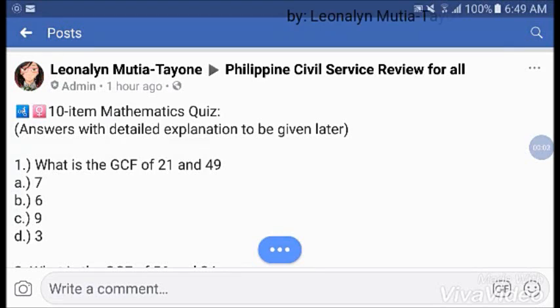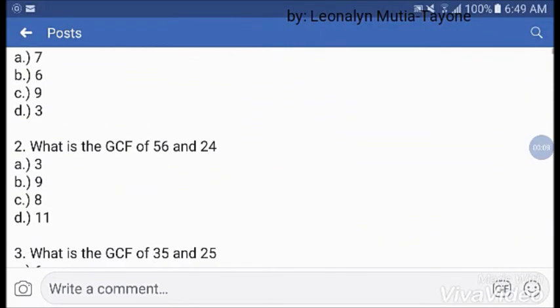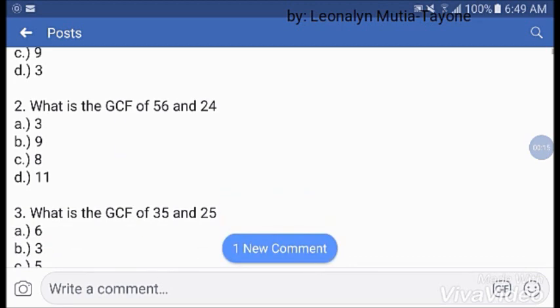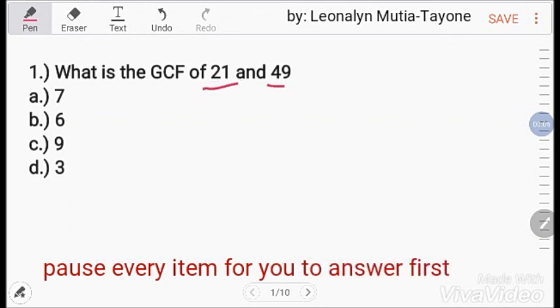Let's do this 10-item math quiz, and these are all about finding the greatest common factor. For you to learn more, pause every item and answer them first before you will see our solutions. Number 1. What is the greatest common factor of 21 and 49?